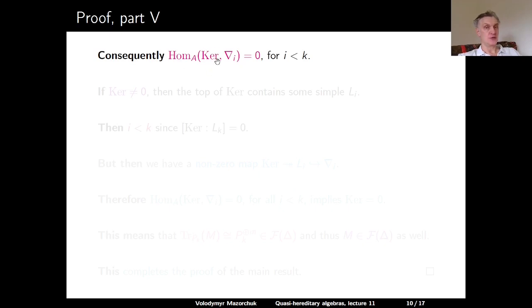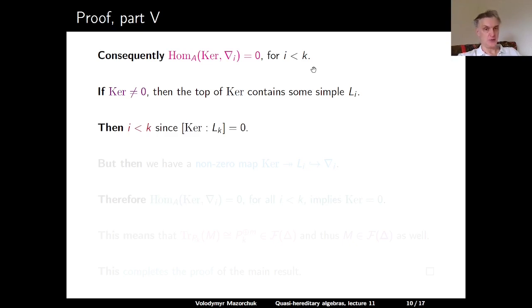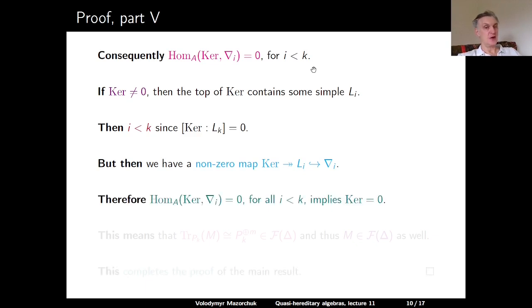So there are no homs from ker to any nabla I where I is smaller than k. If ker were non-zero, then the top of ker would contain some simple module Li, where I is smaller than k, because ker doesn't have any Lk's, we knew that. But then we have a non-zero map from the kernel, which projects onto this Li, and this embeds into nabla I. Therefore, in this case, the Hom space from ker to the corresponding nabla I would be non-zero, but we have proved that it is 0.